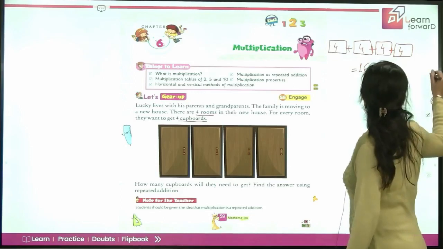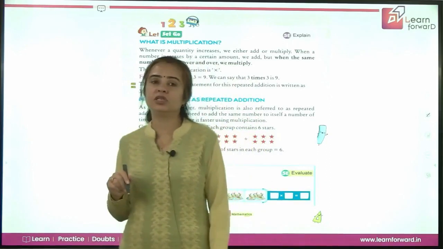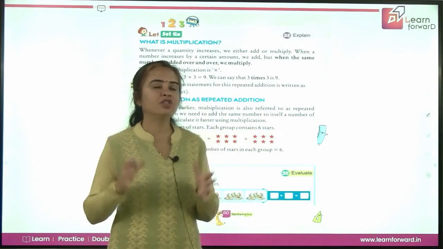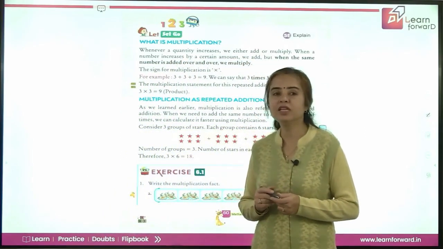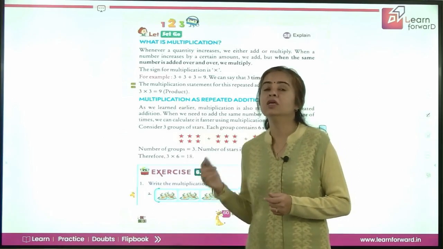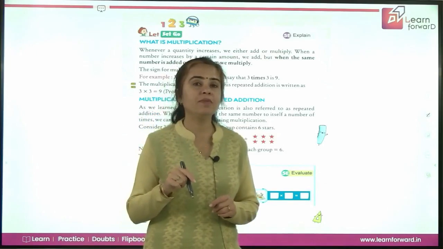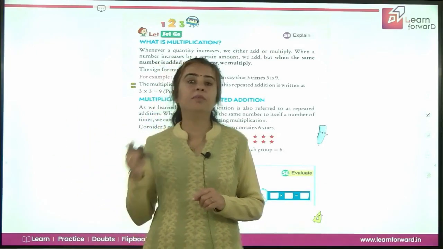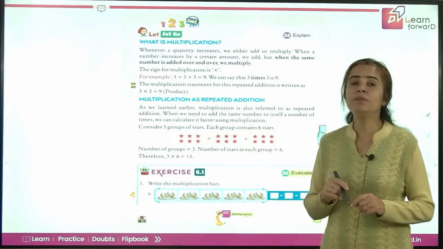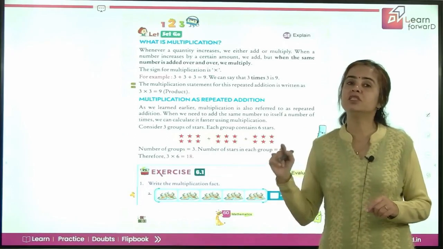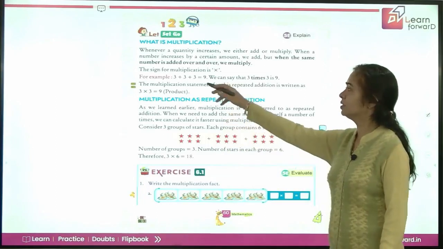So, this is actually repeated addition. And you know, for repeated addition, what do we do in maths? We have a shortcut to it, and that is called multiplication. Multiplication is repeated addition, which means when we have to add the same number multiple times. Then we prefer multiplication over repeated addition because here you get the answer faster. Let's see some more examples.